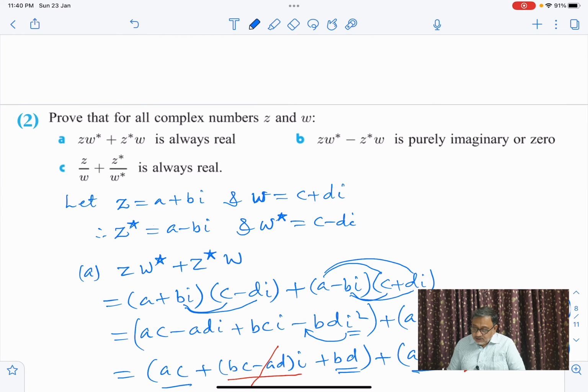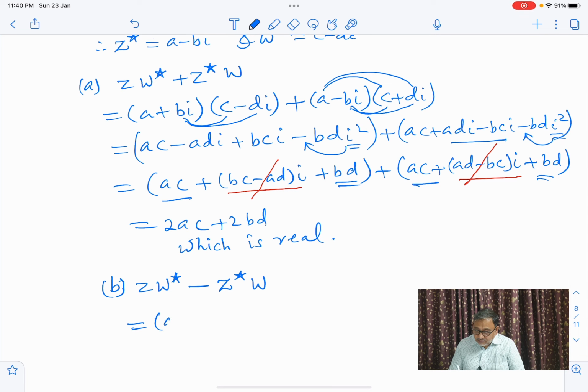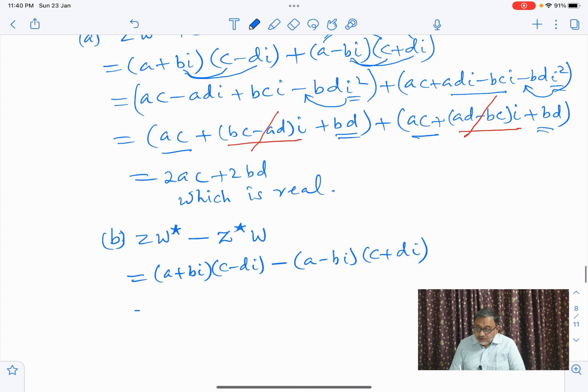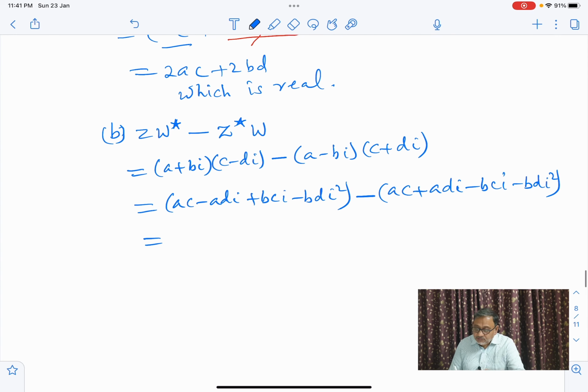Okay. So again I can multiply the same thing, only remember that there will be a minus sign here. So I will write it directly because we already have it. A plus bi into c minus di minus a minus bi into c plus di. So I will write this bracket as it is and this bracket as it is, because this sign only I will change. So AC minus ADi plus BCi minus BDi square and minus between them. AC plus ADi minus BCi minus BDi square. Okay. So just I have changed the sign between the two brackets.